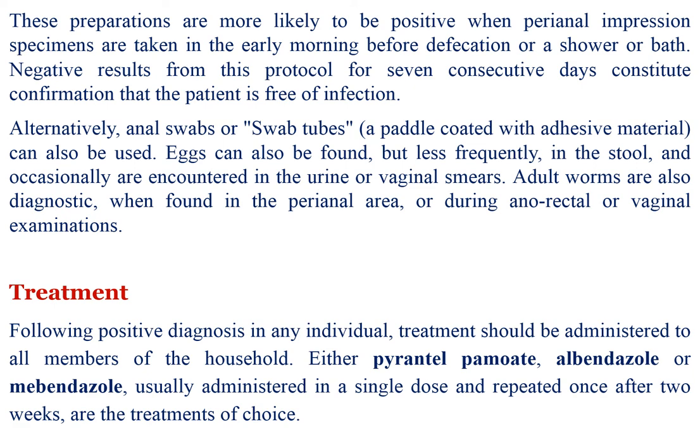Treatment. Following positive diagnosis in any individual, treatment should be administered to all members of the household. Either pyrantel pamoate, albendazole, or mebendazole, usually administered in a single dose and repeated once after 2 weeks, are the treatment of choice.